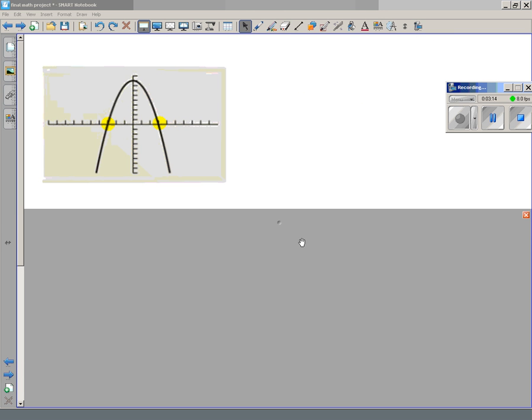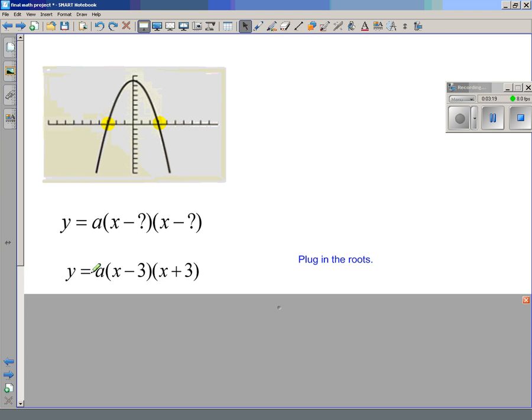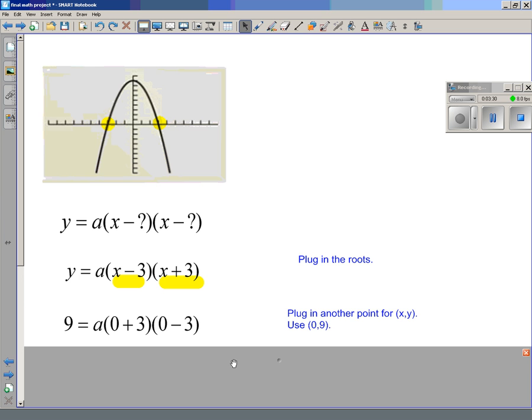This is our last example with the final graph. You have to use factored form again and plug in the roots. The roots are (0, negative 3) and (0, 3). The equation is y equals a(x minus 3)(x plus 3). Then plug in another point for x and y. Use the vertex (0, 9) right here.